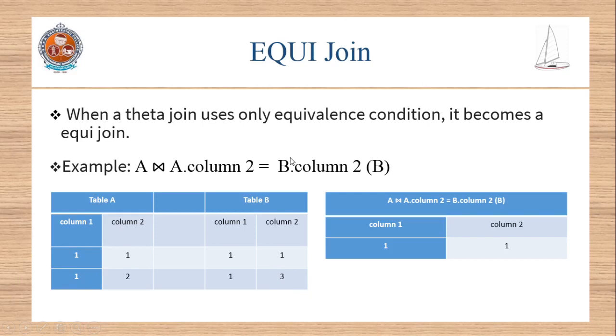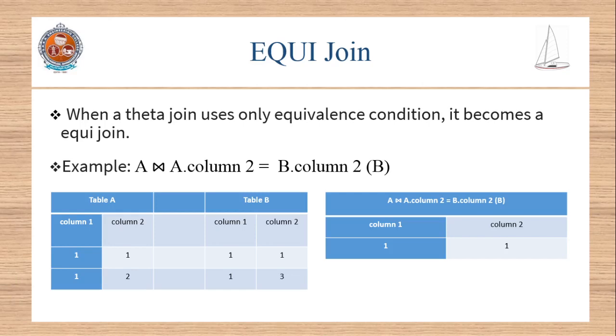What is equijoin going to do? Equijoin is a type of inner join. Inner join is going to show the tuples which satisfy the condition we have specified. All the other tuples which are not satisfying this condition are discarded or eliminated from the output.